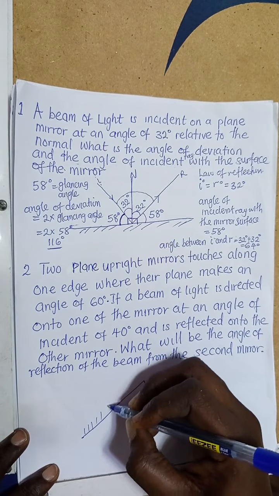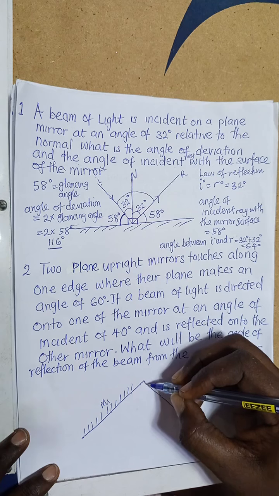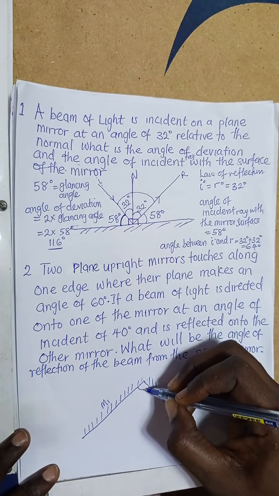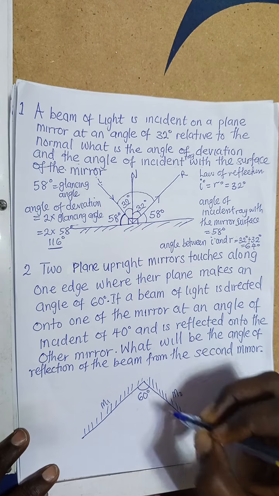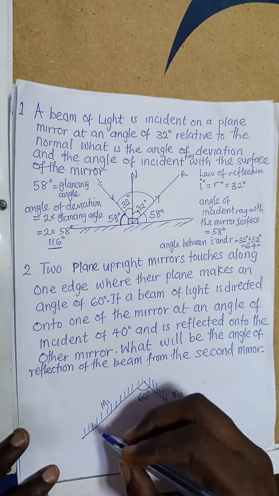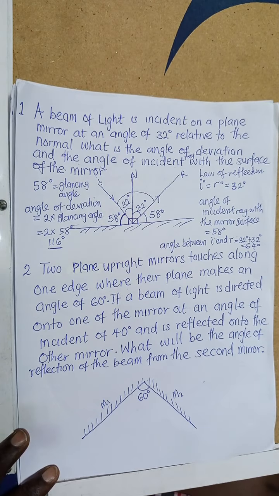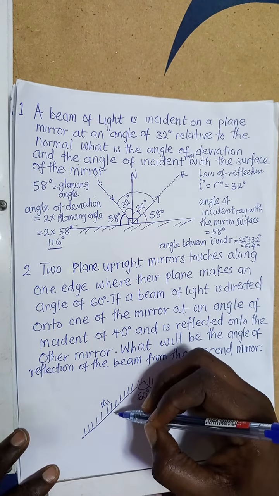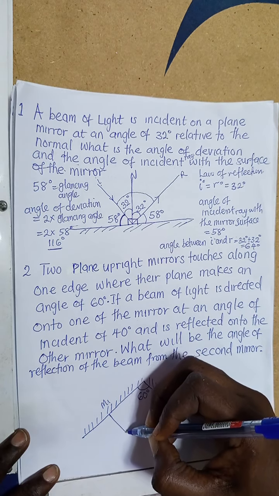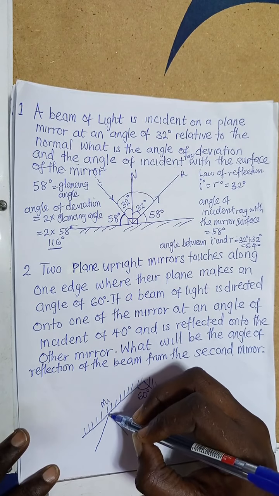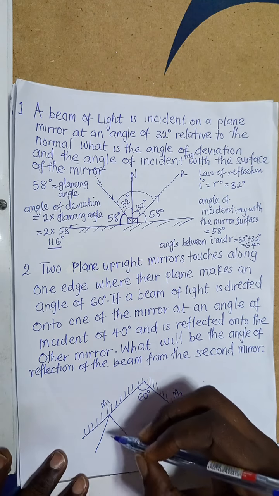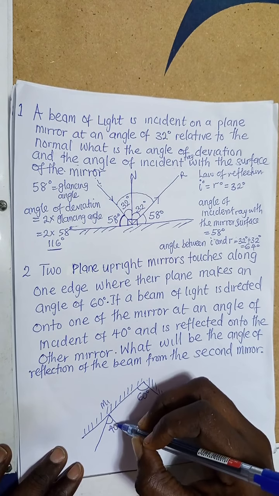So what we are saying is that this is mirror 1, and this is mirror 2. They make an angle of 60 degrees with their edges. These are the edges. Now they said if a beam of light is directed onto one of the mirrors at an angle of incidence of 40 degrees, so that means the normal is here, this is the angle of incidence. So what we want to do now is it makes an angle of 40 degrees.